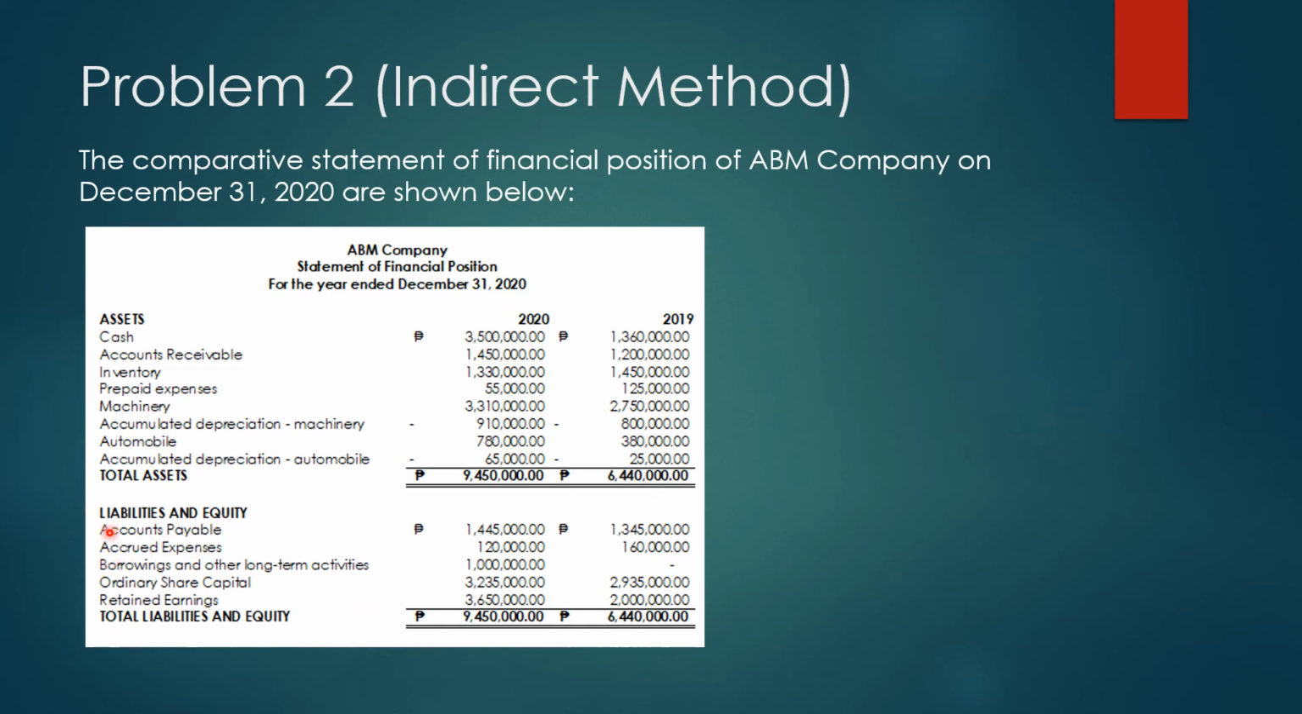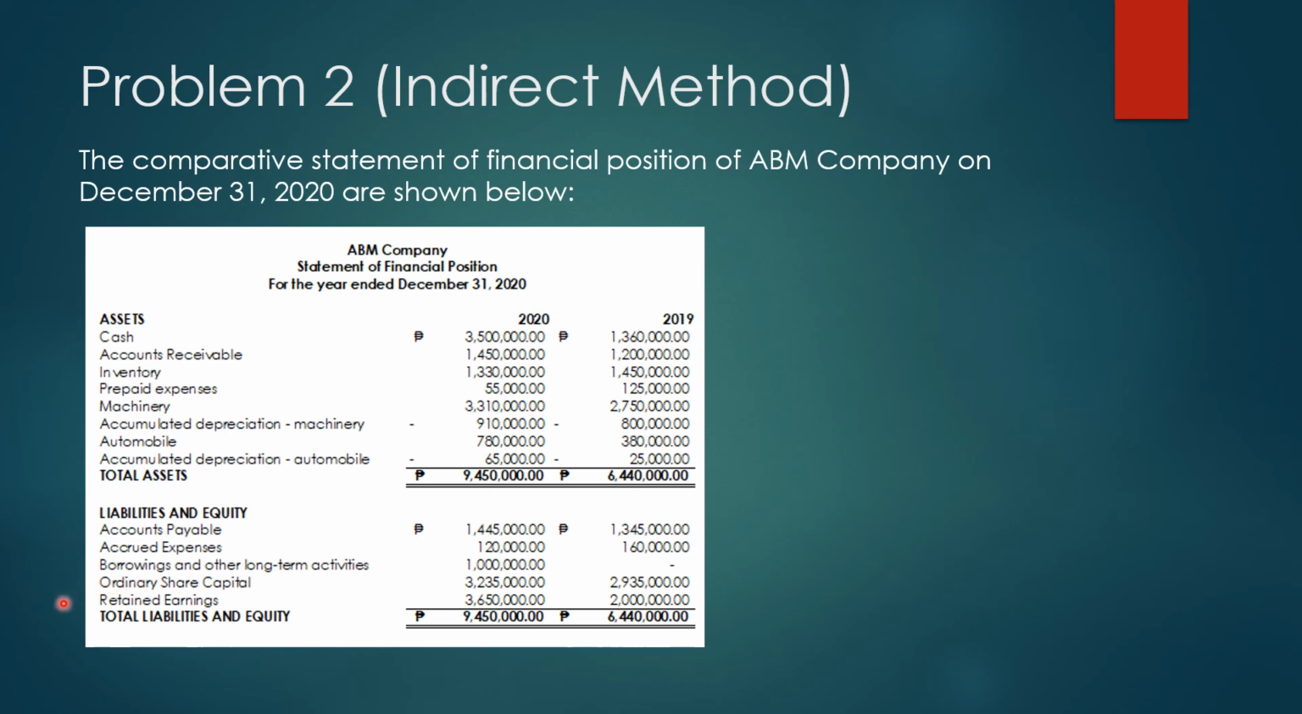So for your liabilities, you have accrued payable and accounts payable and accrued expenses. So these are current liabilities. Gagamitin natin yan later on. Whether there's an increase or decrease on it, malalaman natin kung i-add ba natin or isa-subtract natin siya to arrive at our cash flow from operating activity.